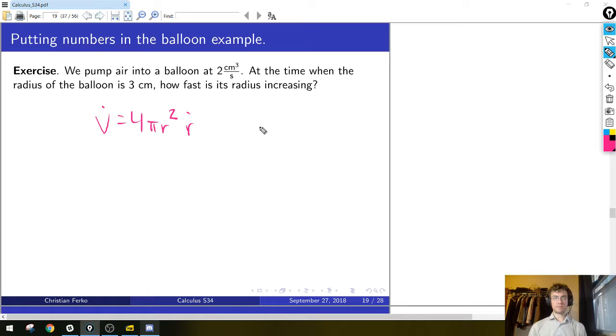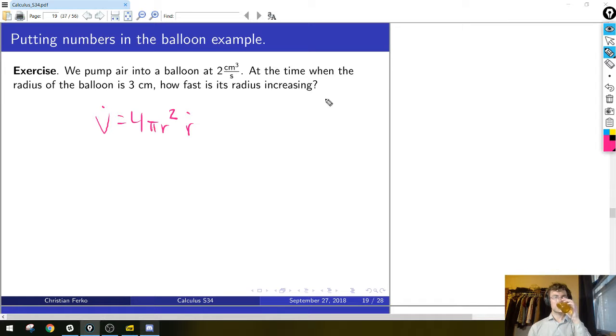So suppose I'm pumping air into a balloon. So I'm inflating the balloon at this rate, 2 cubic centimeters per second. And now I say, at a particular snapshot, at a particular instant in time, the radius of the balloon is 3 centimeters, and the volume is increasing by this 2 centimeter cubed per second rate at which we're pumping air in the balloon. And I ask you, how fast is the radius increasing? What is the time rate of change of the radius? So what should I do to solve this problem?